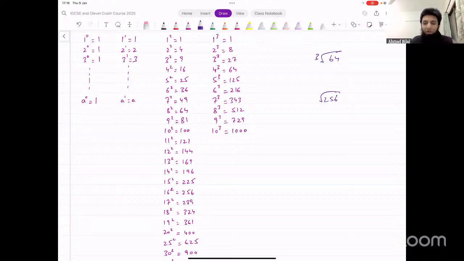You remember that 16 squared is 256. That is why this results in 16. You remember that 4 cubed is 64. That's why this results in 4.